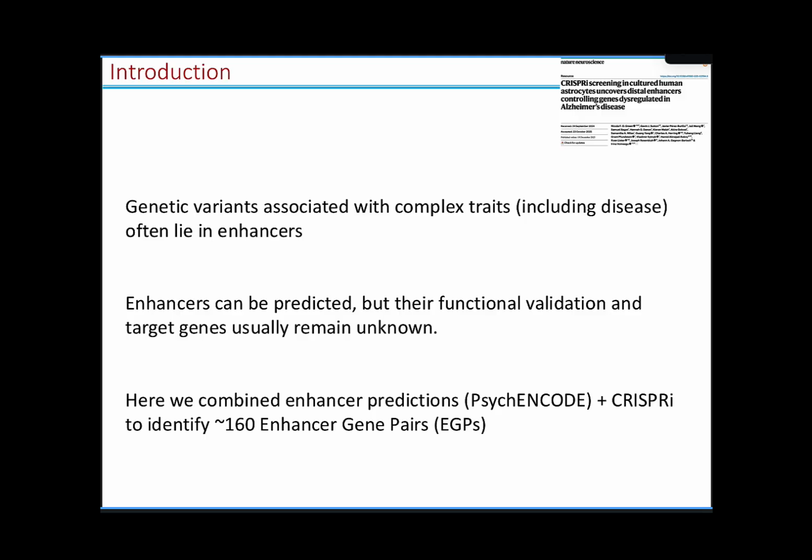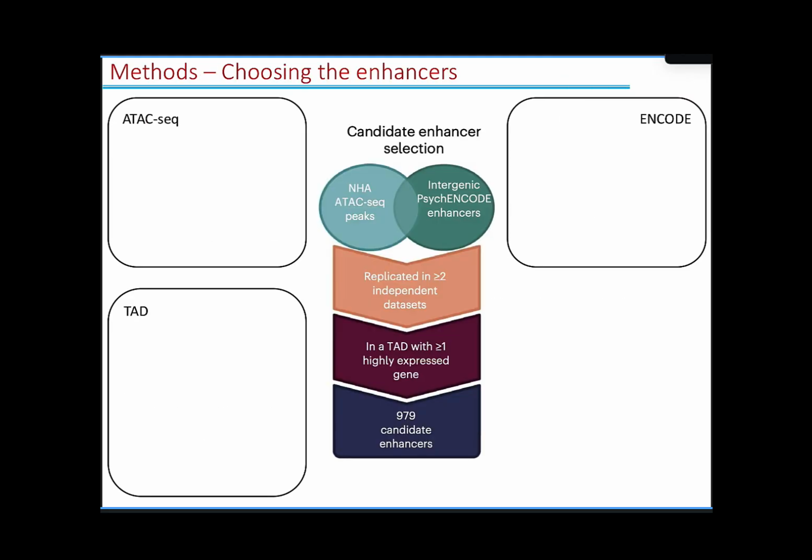So they combine enhancer predictions based on ENCODE with CRISPR-I, and we'll discuss what that is in a second, to identify about 160 new enhancer gene pairs, or EGPs. So that's what they're doing in this paper, okay? So let's take a look at how they did that. So first, once again, they're like, okay, we can have enhancer predictions, that's fine, but we'd like to test those enhancers. We'd like to experimentally validate them.